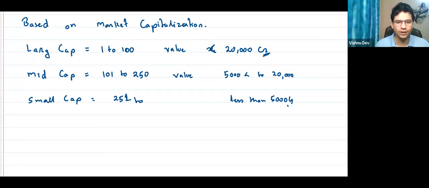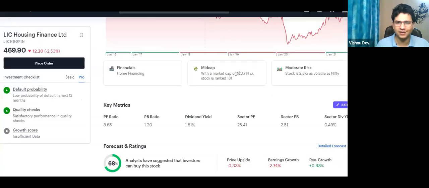So for example, this is LIC Housing Finance. Currently it is 23,714 crores market cap, yes or no? But what is the ranking of this company? 181st company, right? So it is beyond 100. So that's why it is mid cap. Is everyone clear?